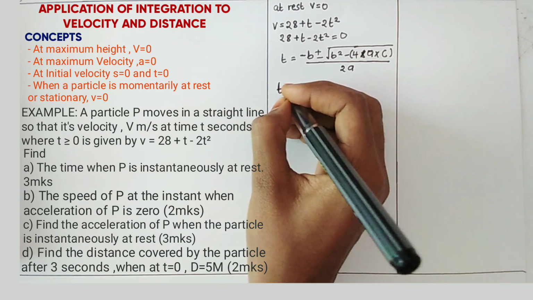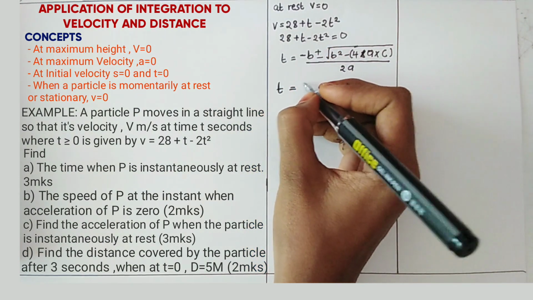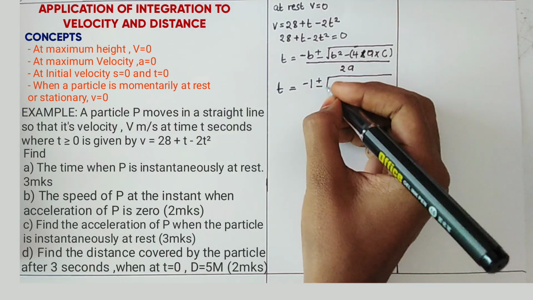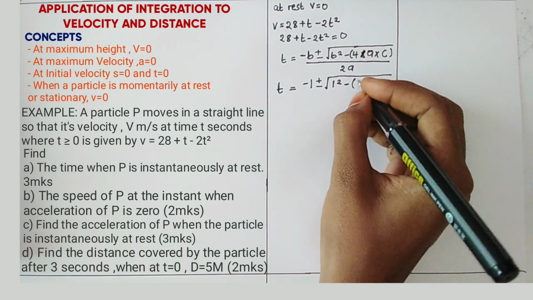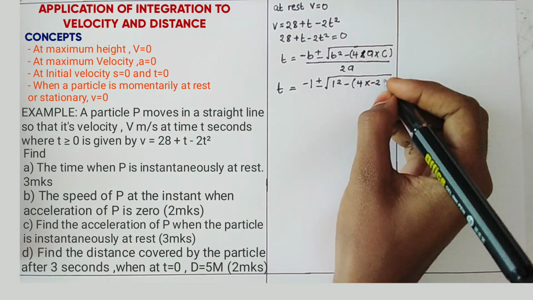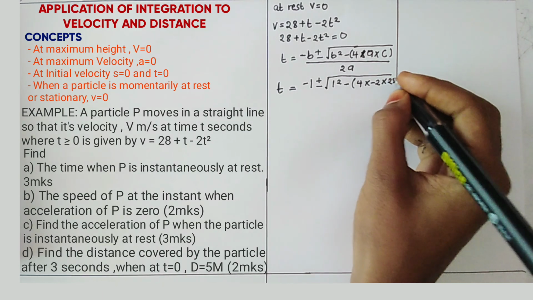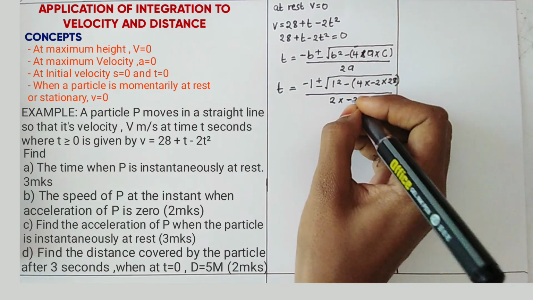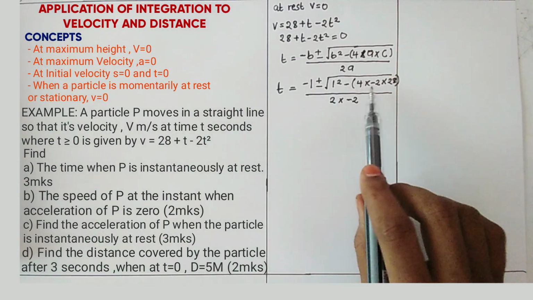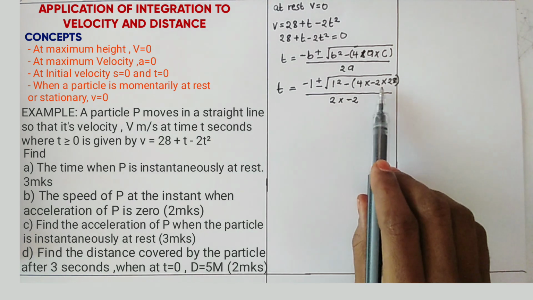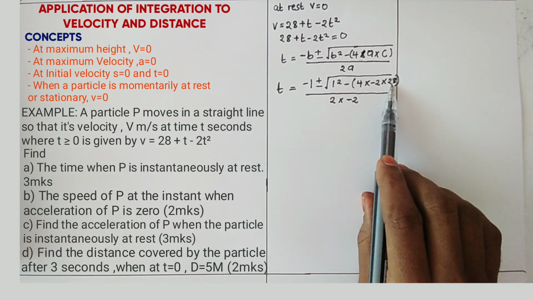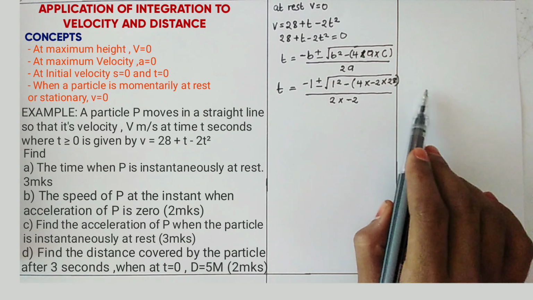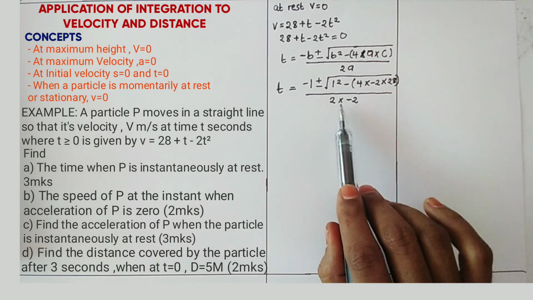You say t is equal to, in this case our b is 1, so it is negative 1 plus or minus square root of 1 squared minus 4 times negative 2, which is our a, times 28, which is c in this case, divided by 2 times our a, which is negative 2. So we say 1 squared is 1. We say 4 times negative 2, which is negative 8, times 28 is negative 224. So 1 minus negative 224 will give you 1 plus 224, which is 225. If you square root 225, you get 15.